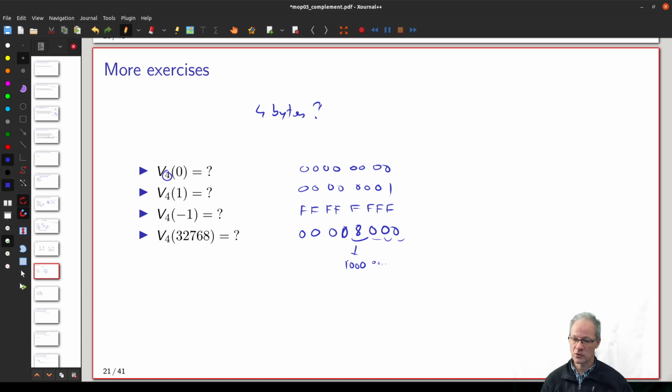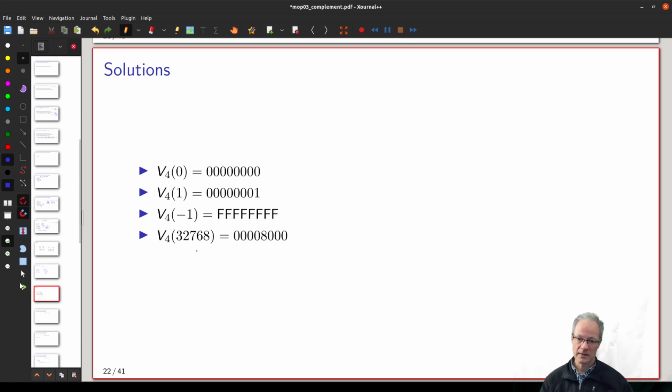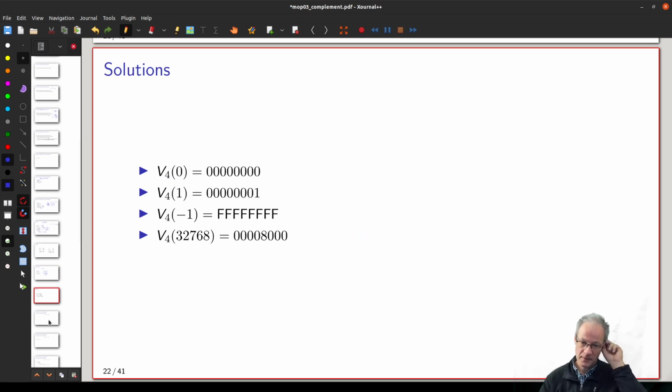So here we can afford to have this most significant bit as 1 because it's not really the most significant bit. We have more space now. We have more bits in 4 bytes. And we can fit this value now. So now it's fine. Okay, so here are the answers in a pretty print.